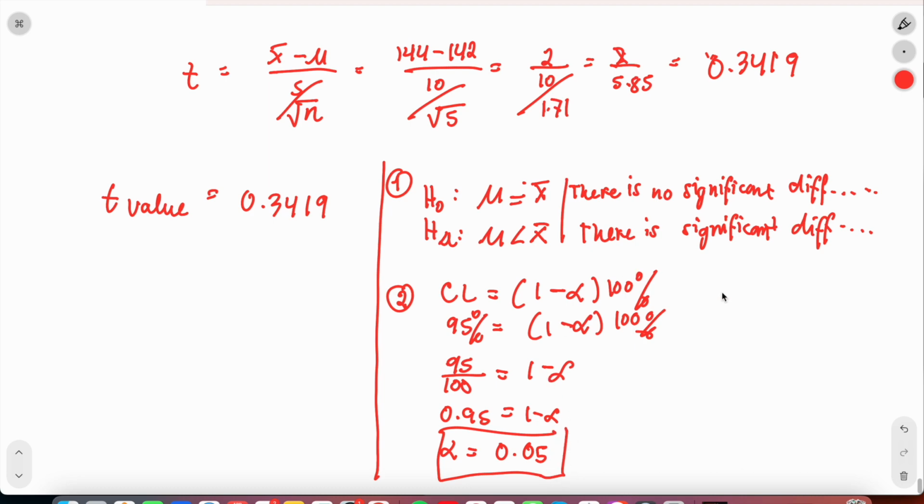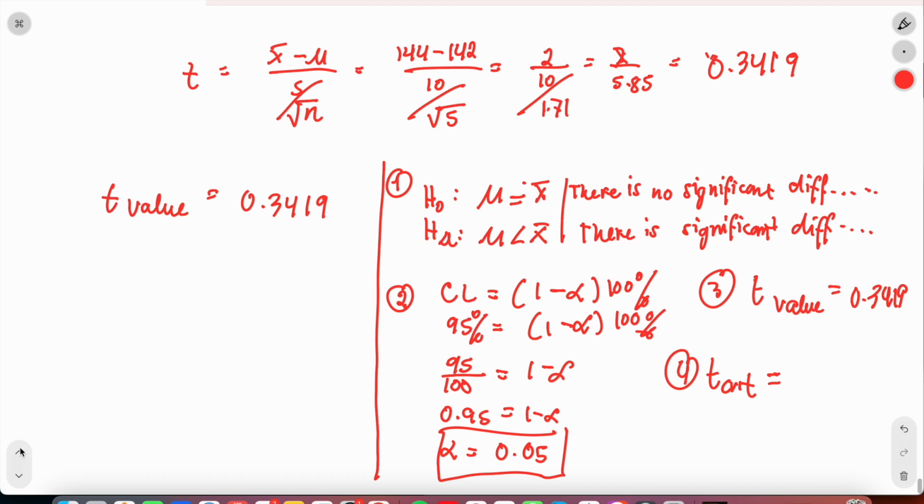Then step 3 is we solve for the t value, which we already solved. This is 0.3419. How about the t critical value? We solve for that as well in step number 4.